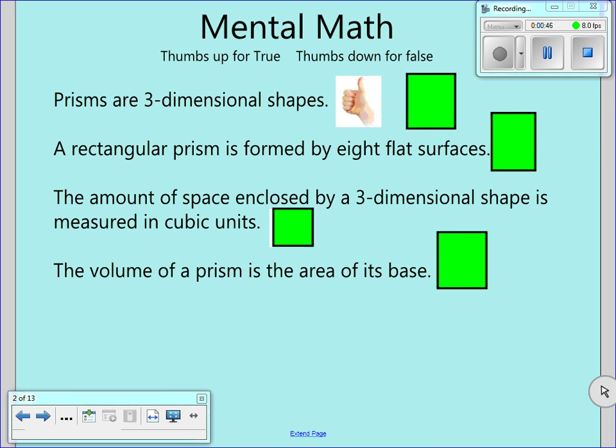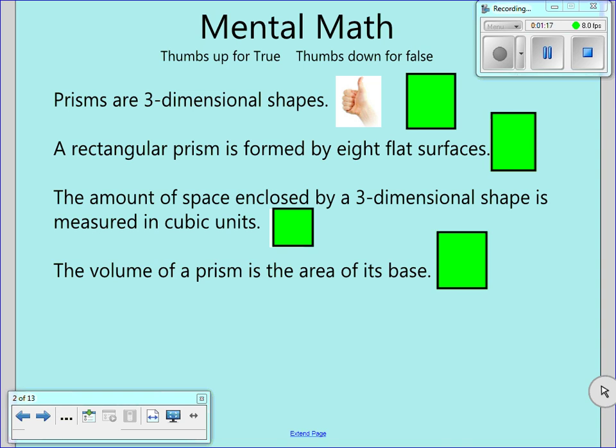If you had a thumbs down, I want you to listen closely. We just got done working with those three-dimensional shapes, meaning they look 3D. So prisms are rectangular prisms that have a base and they have a height to it. A rectangle is just a 2D surface. All right, a rectangular prism is formed by 8 flat surfaces. I want you to think about that rectangular prism. If you can't think of one, think of a box that you'd probably get a pair of tennis shoes in. How many flat faces are on that box?